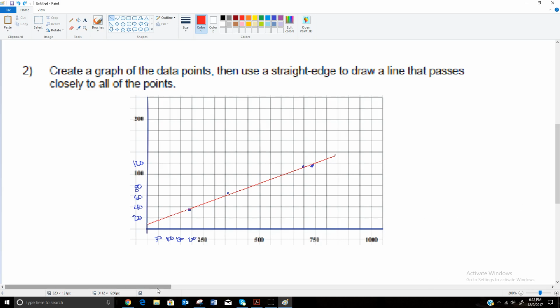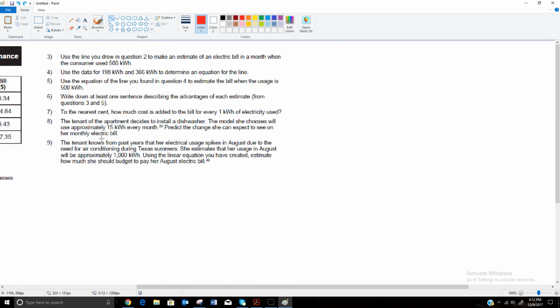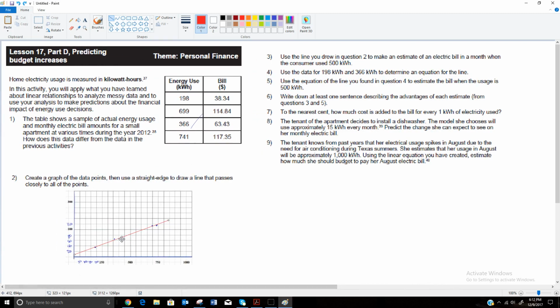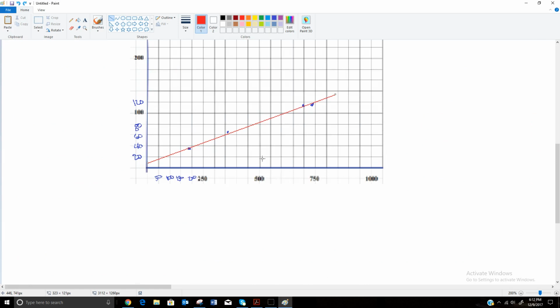So now it says, use the line you drew in question 2 to make an estimate of the electric bill in a month when the consumer used 500. So we're going to go back to our graph, and we're going to say, well, what if they used 500? What do we think their bill would be? Well, here's 500, and we're going to go up to the red line and see what we think it would be. So 500 is right about there.